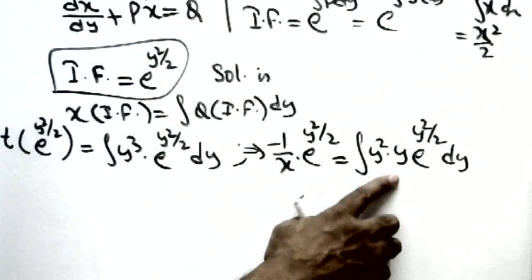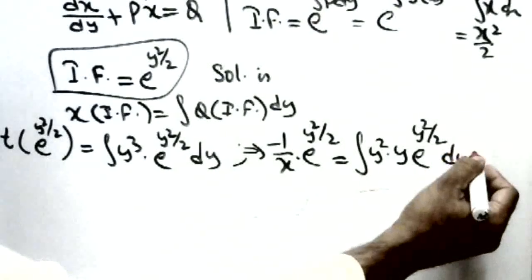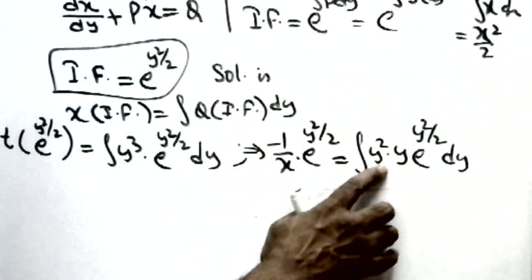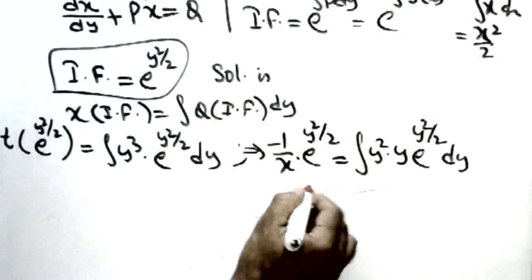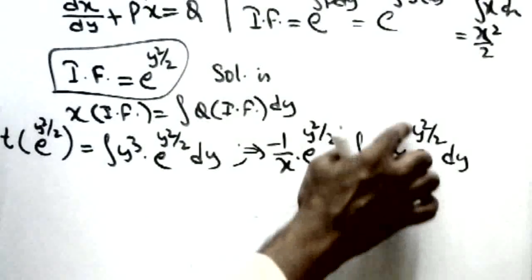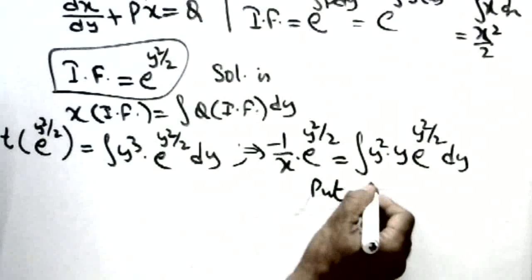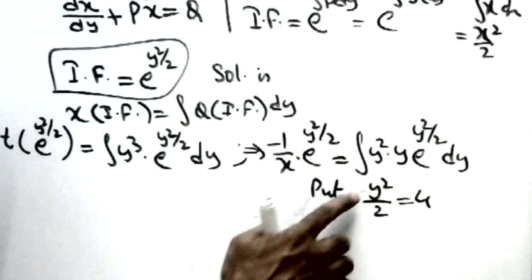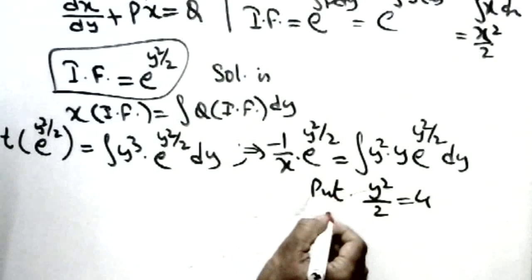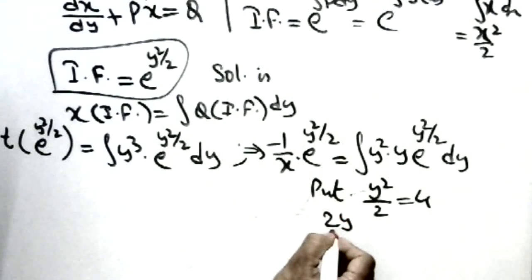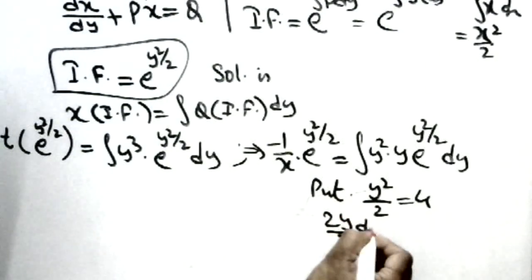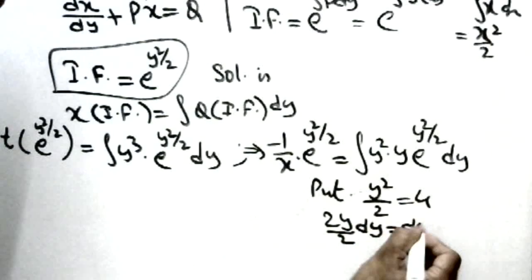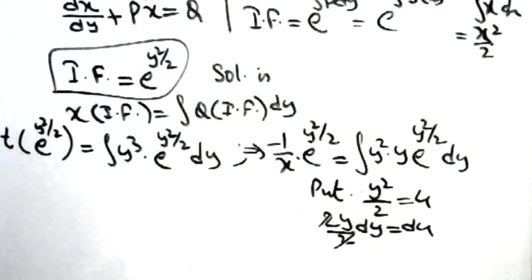Now we have to solve this integration using the substitution method. Put y square by 2 equals u, suppose. Now differentiate this. Differentiation of y square is 2y, so 2y by 2 dy equals du.